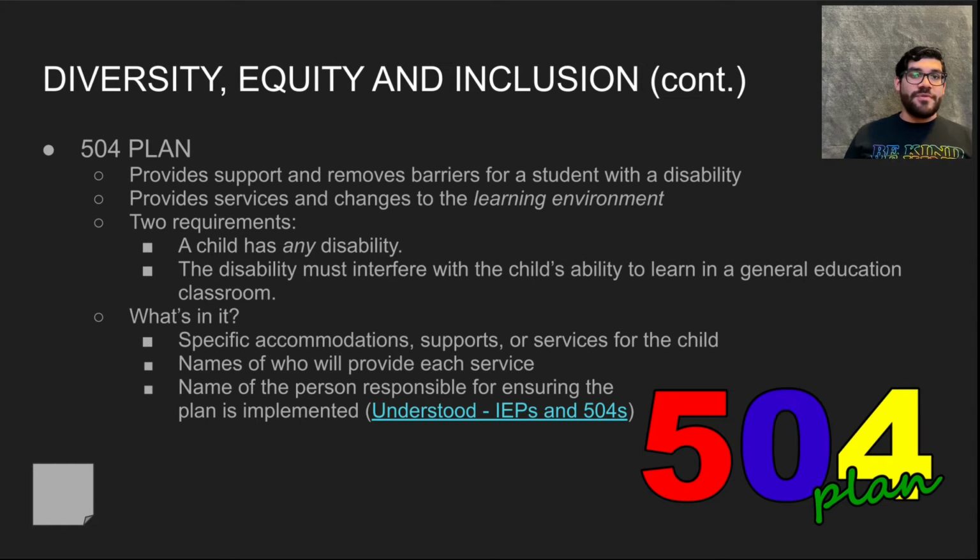Section 504 of the Rehabilitation Act gives us what's called a 504 plan, which is basically just a blueprint or plan for how the school provides support and removes barriers for a student with a disability. This support and services are changes to the learning environment itself to enable students to learn alongside their peers. In order to obtain a 504 plan, there are two requirements. The first one is that the child has any disability, and the second is that the disability must interfere with the child's ability to learn in a general education classroom.